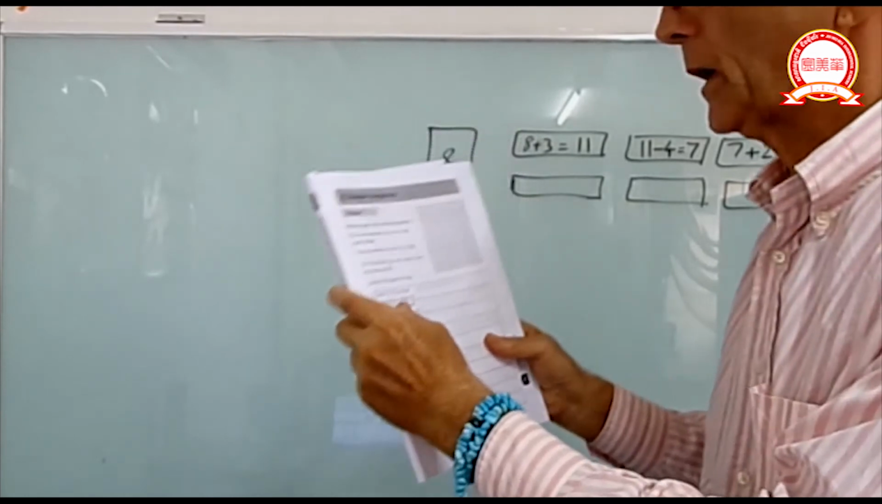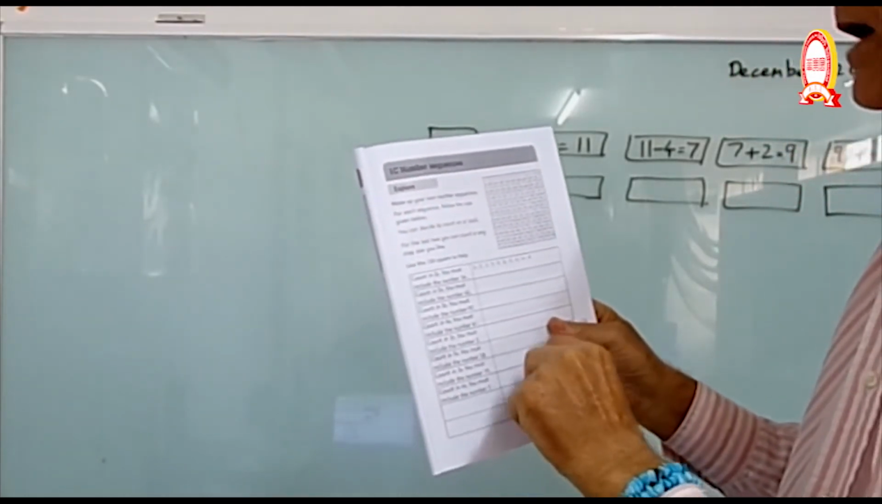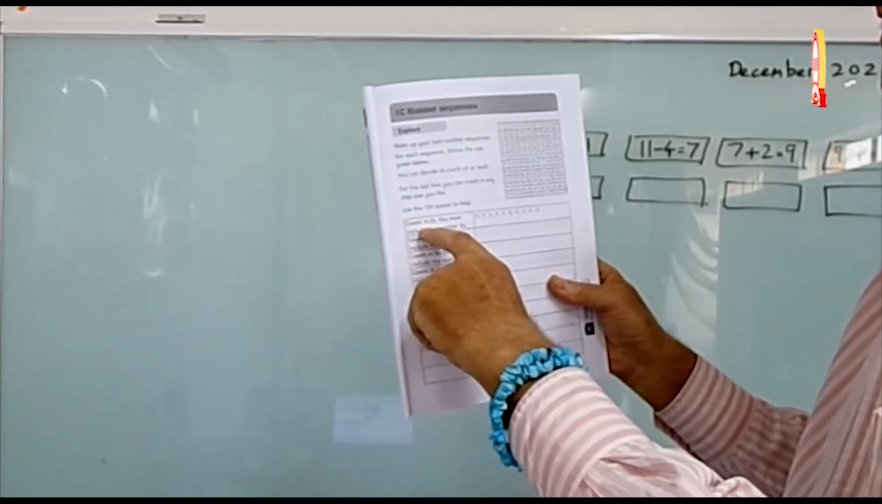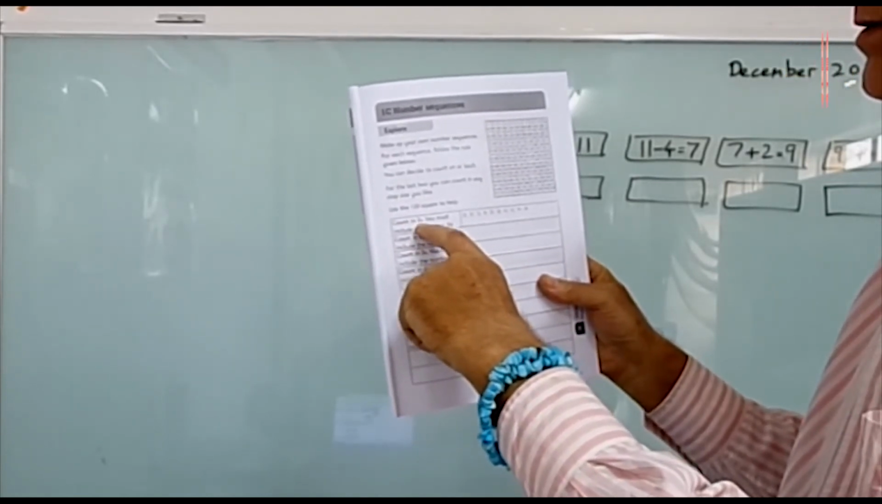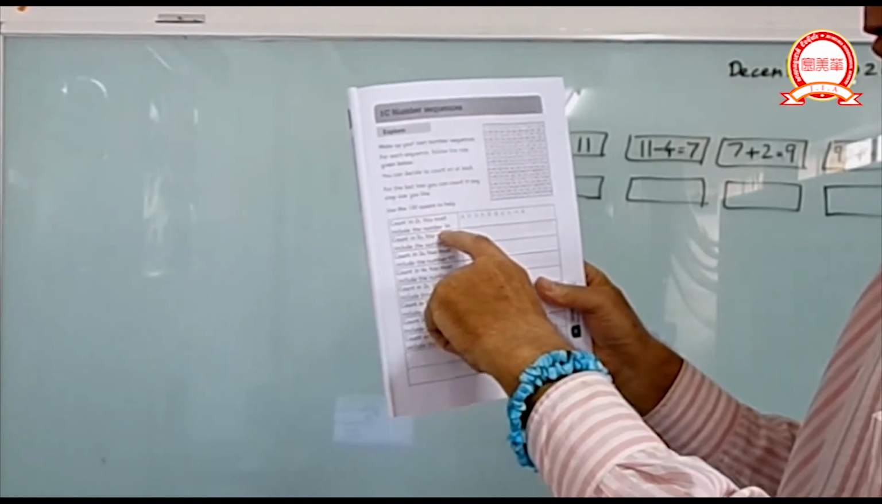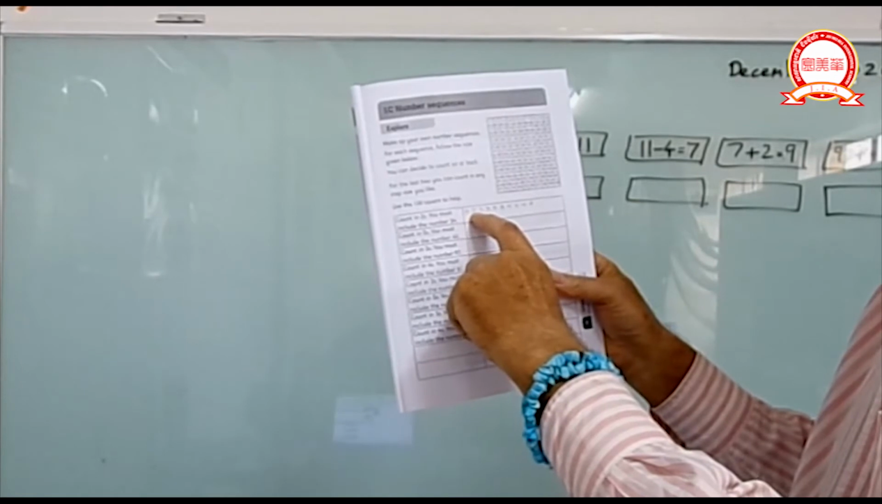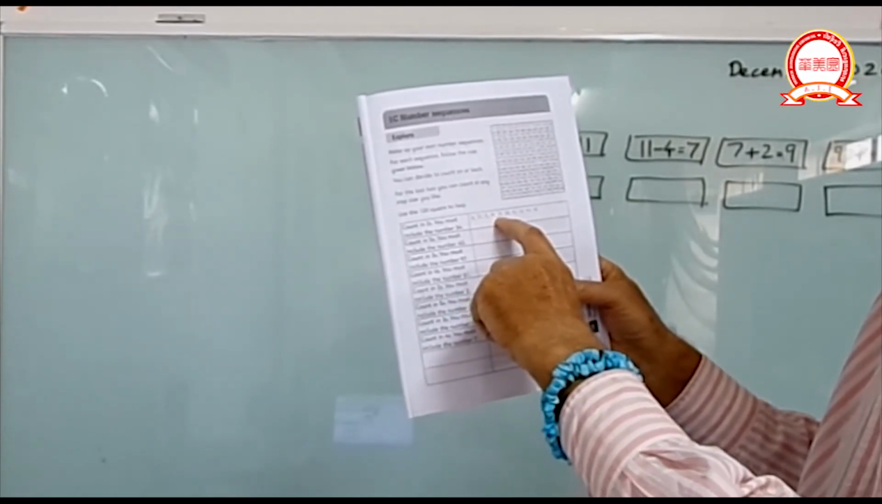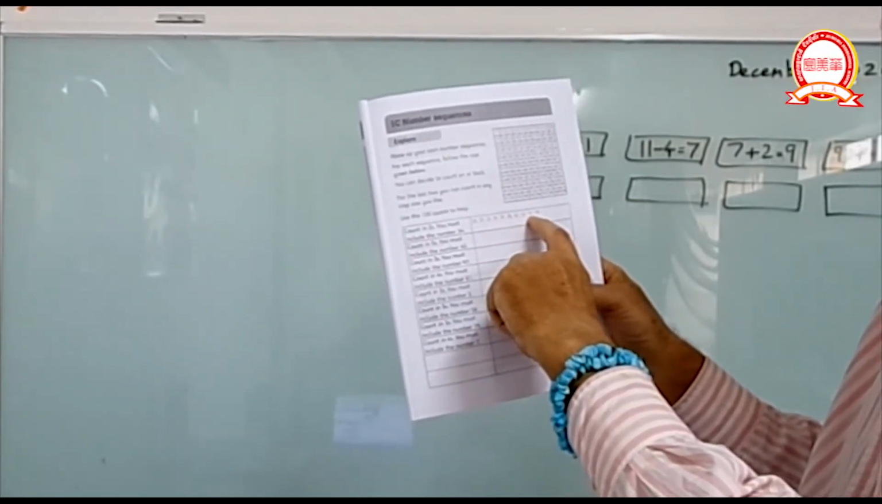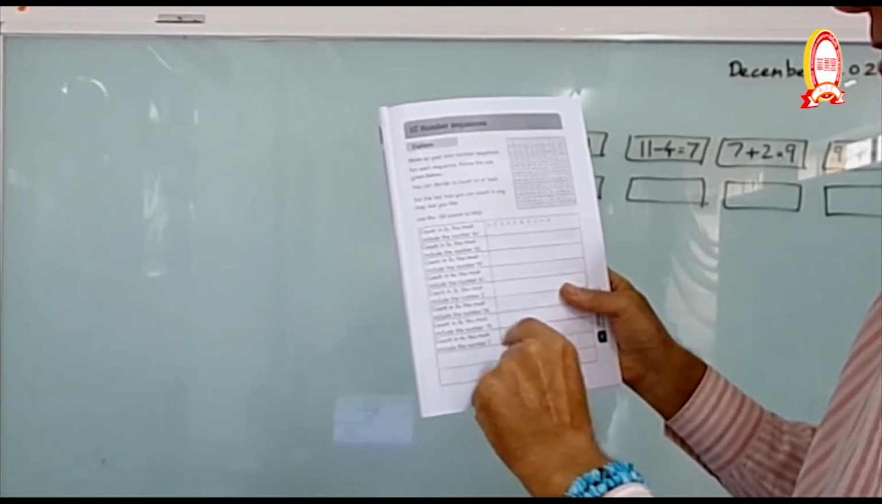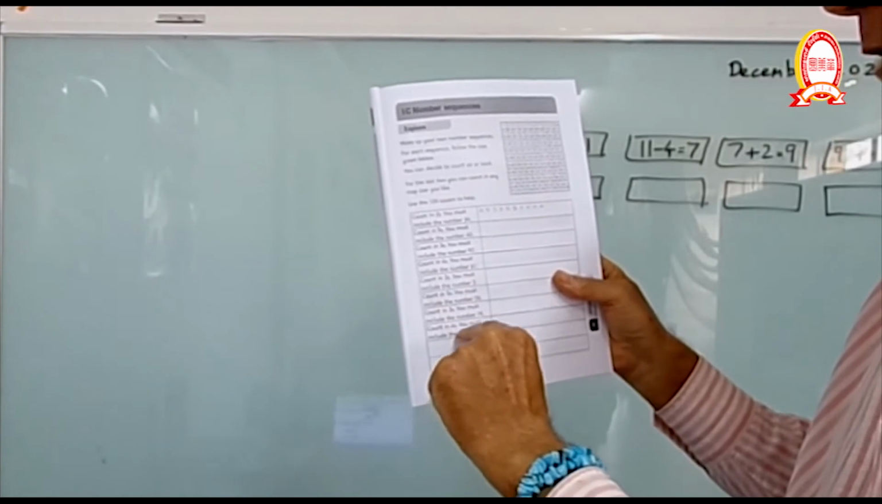Page 11. Make up your own number sequences, following the rules given below. So the first one, the one that's done for you, it says count in 2s, and you must include the number 34. So here you are, you're counting in 2s, 28, 30, 32, 34, 36, 38, 40, 42, 44, 46. You've got 10 numbers following those instructions. You do the same thing for these other numbers.